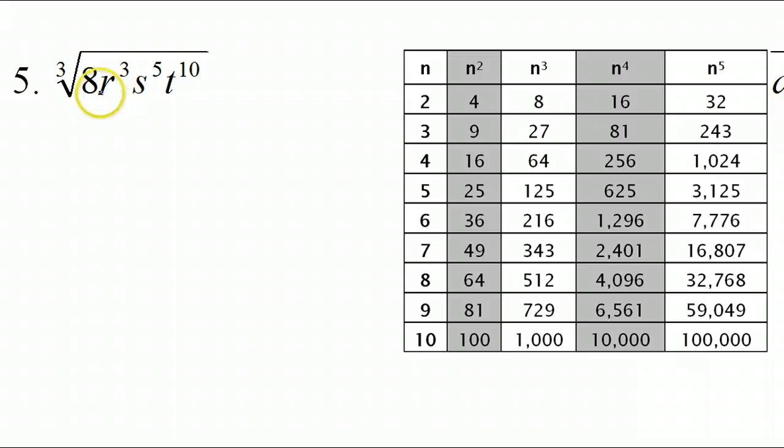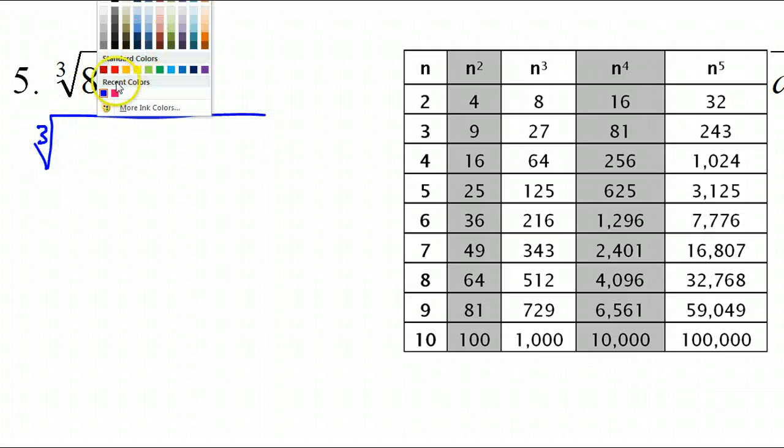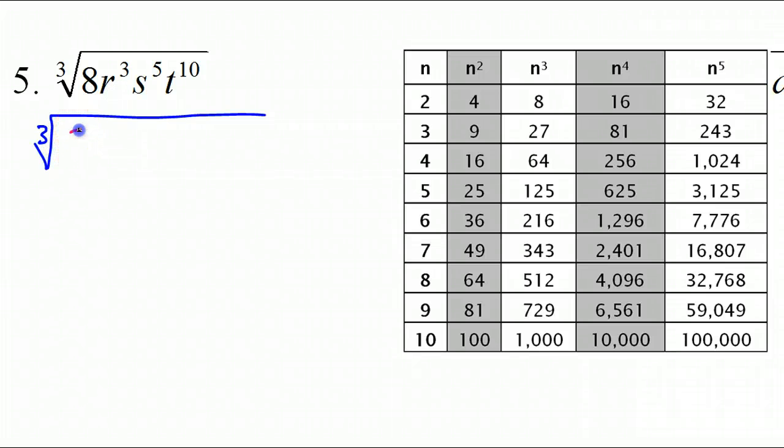Number 5. Okay, well, I see that 8. I'm dealing with the 3rd root, so I'm going to look at this 3rd power column. 8 is already a perfect cube. It's right there on the list. So, as I get ready and set things up, I can keep the 8. I don't have to split it up or anything. I'm just going to make it pink to remind me that it's ready to simplify.